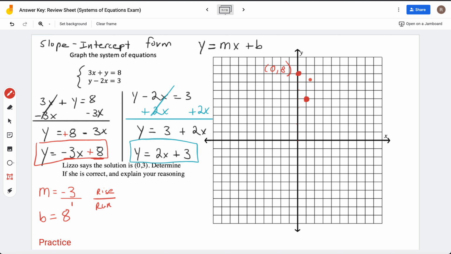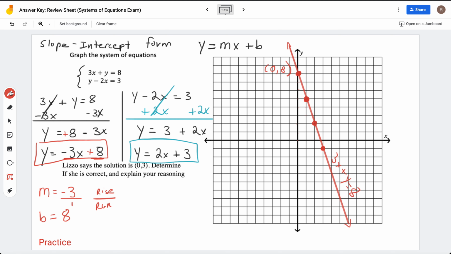And then we're going to repeat this process. 1, 2, 3, 1 to the right. 1, 2, 3, 1 to the right. And once I'm comfortable with the amount of points I have, I can now draw a line going through all of my points. Boom. This here is 3x plus y is equal to 8. That's that line right there.